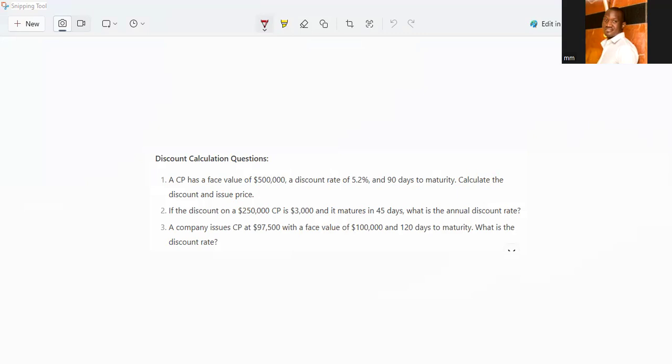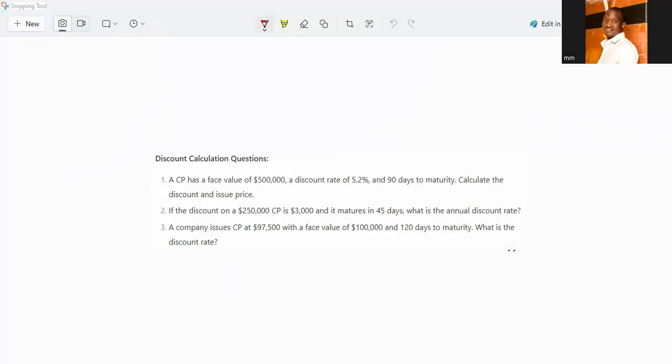Question number 1 reads: a commercial paper has a face value of 500,000 and a discount rate of 5.2%, and the maturity is 90 days. With that data, we're being asked to calculate the discount and the issue price.